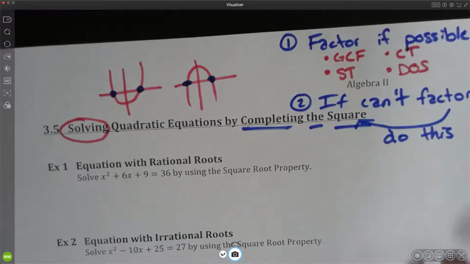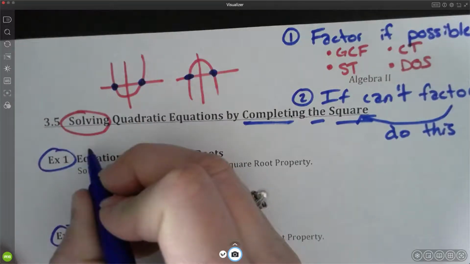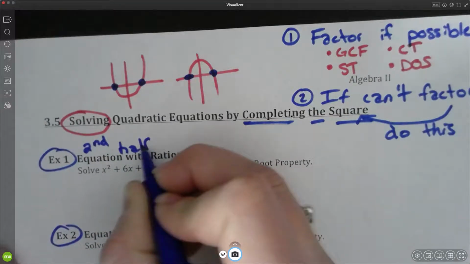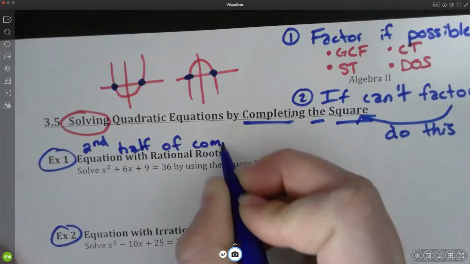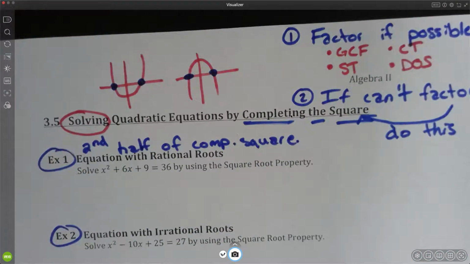Now, in example 1 and example 2, you're only doing the second half of completing the square. Okay? So they're going to really baby step you into this, and they're just going to show how you do the second half of completing the square. We're not doing the whole thing right yet. We're going to baby step into this, okay?